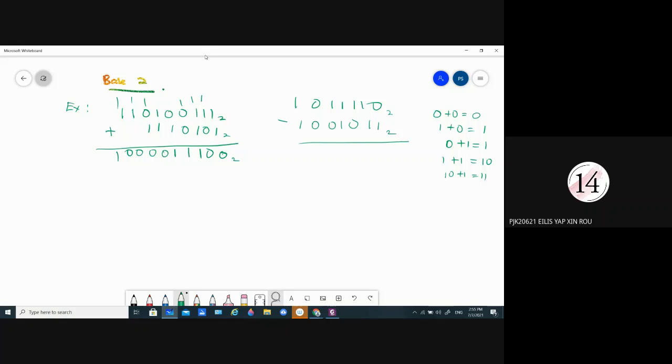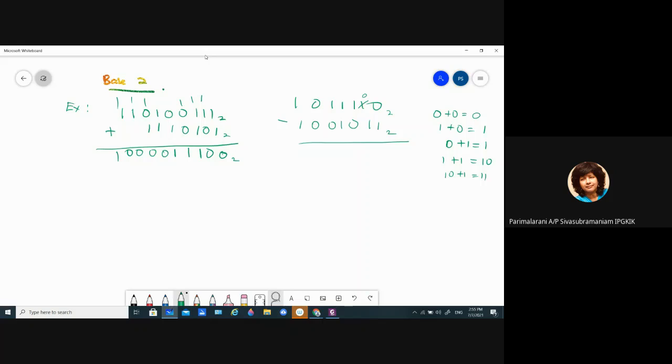Okay, subtraction. 0 minus 1. Cannot subtract, so we are going to borrow. When you borrow here, this is 0. How much is over here on your right? How many do you bring over? 2. Okay, there are two ways of doing it.